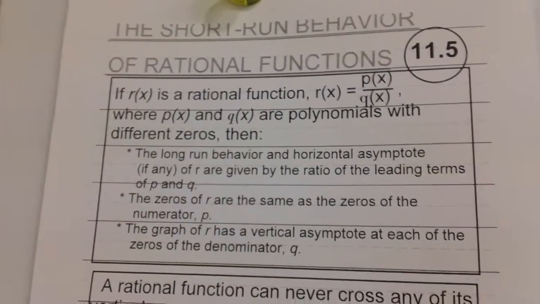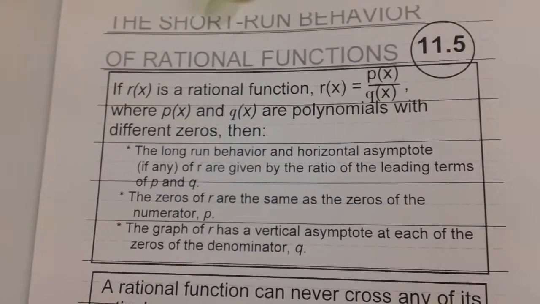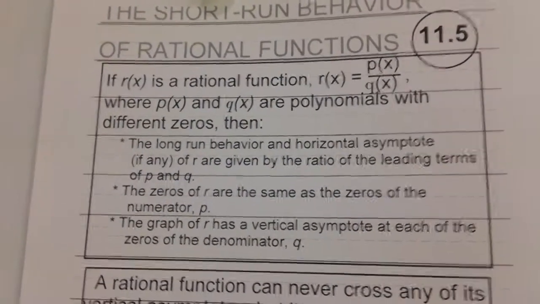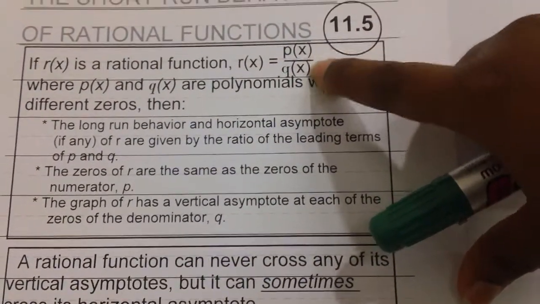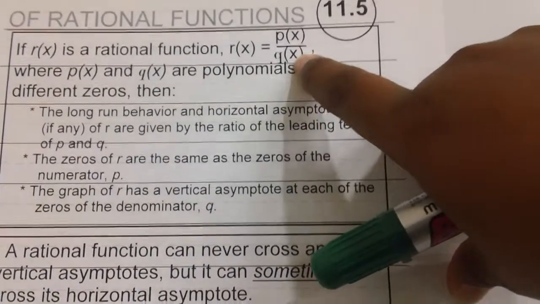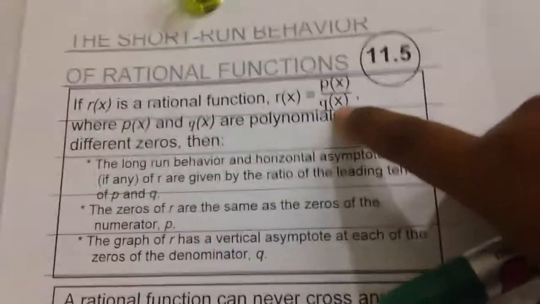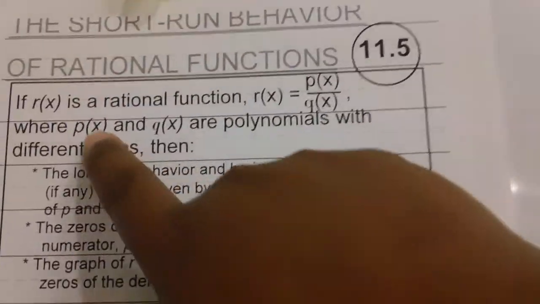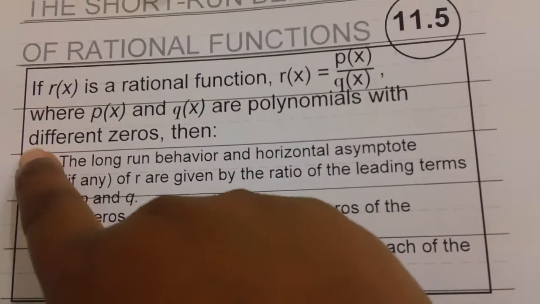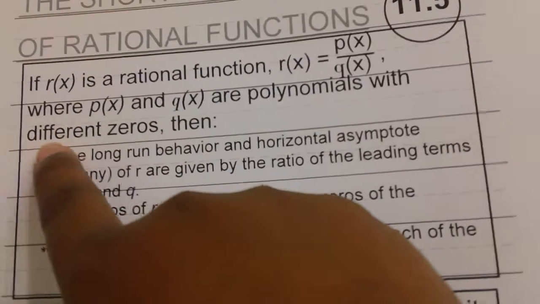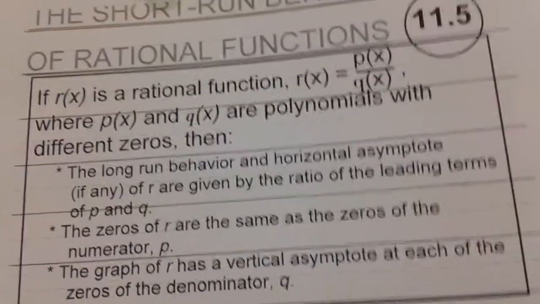All right, class, today we're going to be talking about the short-run behavior of rational functions. Last video was on the long-run behavior of rational functions. And if you don't remember what a rational function is, it is basically the result of dividing two polynomial functions, where the denominator polynomial function cannot be equal to the zero function, although the output values of q can sometimes be zero. And in this case, I want to highlight in this term, we're looking at polynomial functions with different zeros. So p of x and q of x have different zero values.